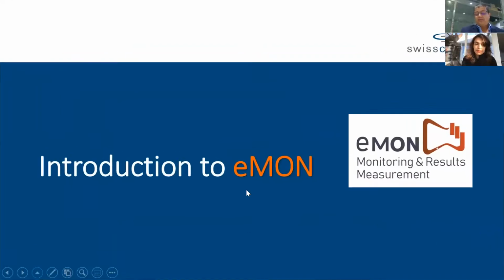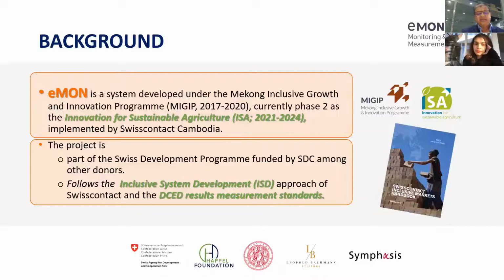Going into e-MON, what e-MON is, and a little bit into the introduction of e-MON. Basically, it was developed not only in ISA, the Innovation System of Agriculture, but actually its predecessor program called the Mekong Inclusive Growth and Innovation Program, that ran from 2017 to 2022 in Cambodia. And this was essentially a program of the SDC, Swiss Development Cooperation, under the institutional partnership with Swisscontact. And then there are the other donors that you see the logos of, the other private sector partners and foundations that are supporting the program.